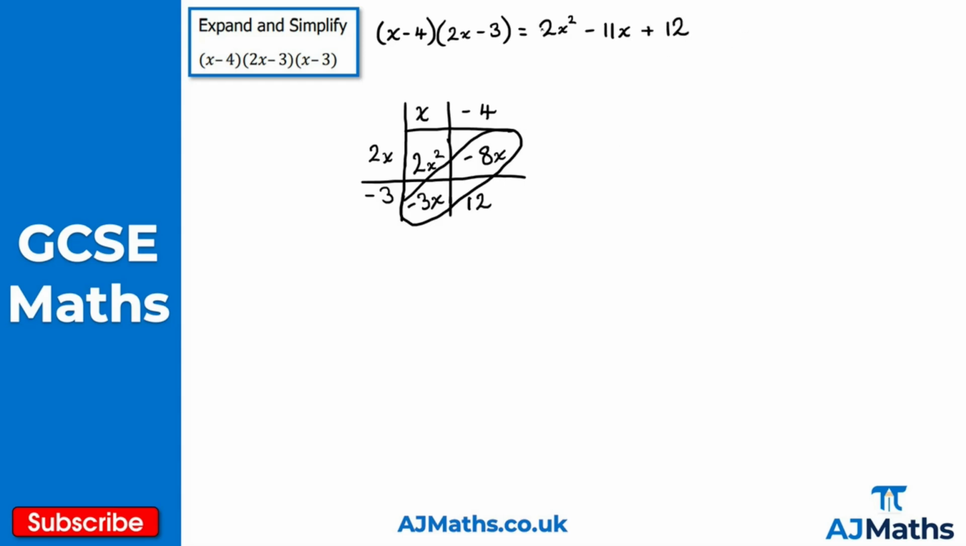So now I'm going to take this quadratic and multiply that by my last bracket. We've got 2x squared minus 11x plus 12, and we times that by x minus 3. So again, I'm just going to use the grid method to evaluate this product. I'm going to write this as 2x squared, minus 11x, and 12.